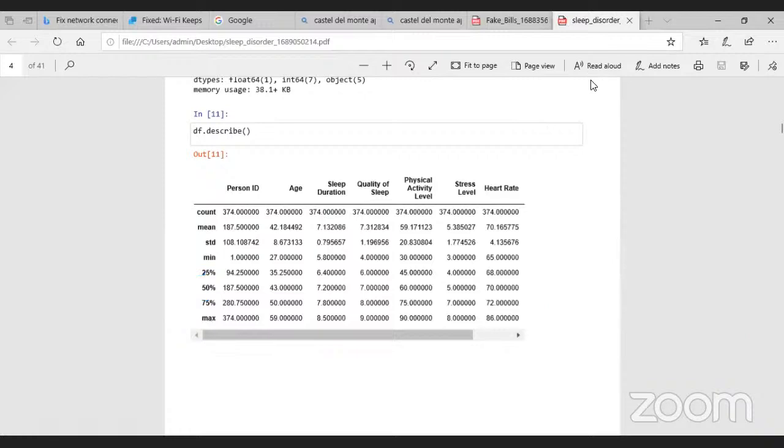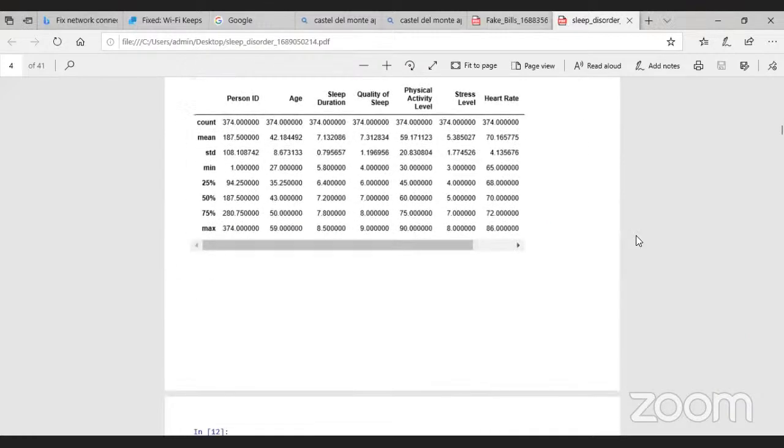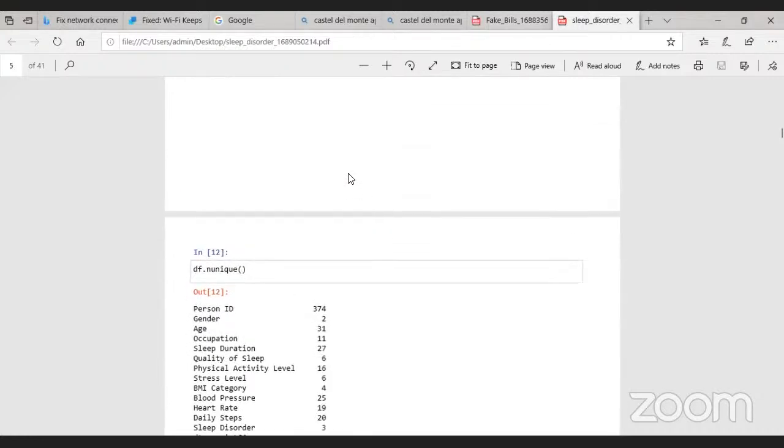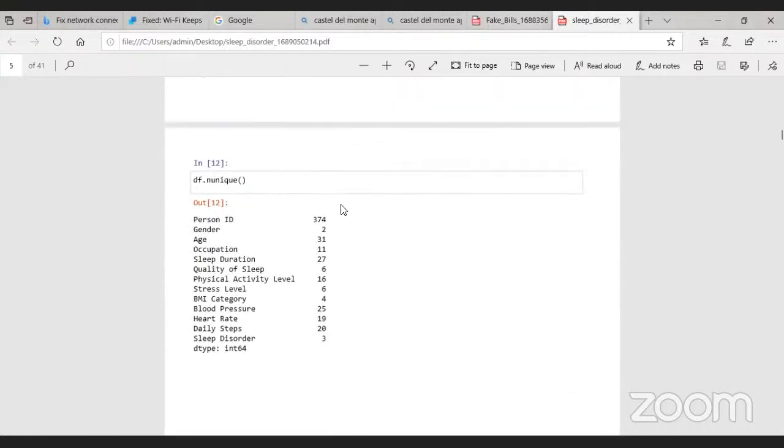Like I told you guys, a lot of application time will be spent on data analysis. So this is the example. Out of this entire data set, we look at the average, the mean, the largest value, and the minimum value. Then we try to understand how many unique values are available in an entire column.